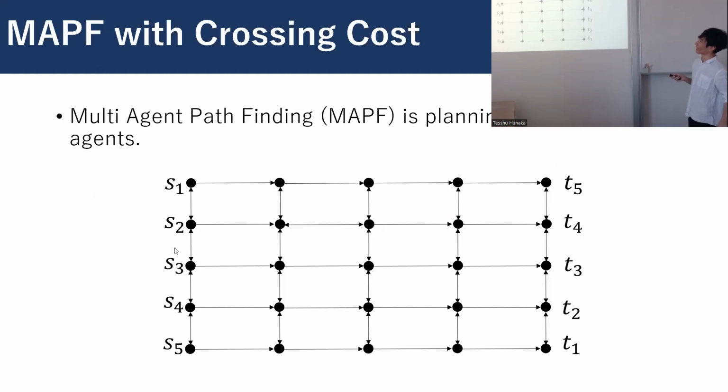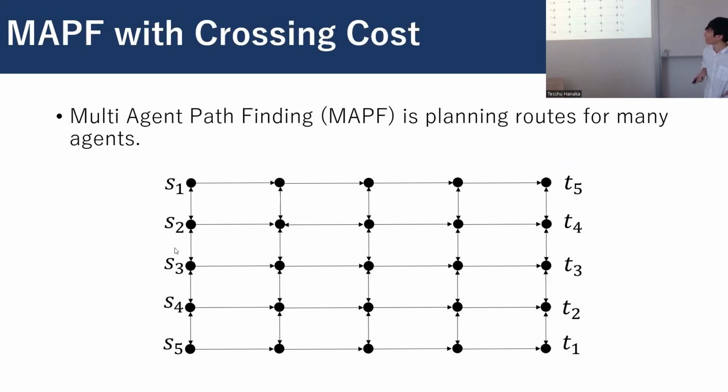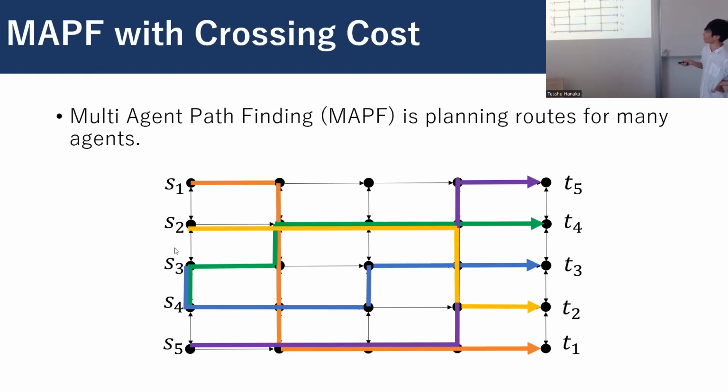Let me start this talk. In this research, I want to think about multi-agent pathfinding. This is a very fundamental problem in multi-agent systems and AI fields. The multi-agent pathfinding problem, which I call MAPF, is planning routes for many agents. For example, if we have 5 robots in this directed graph, we want to find 5 paths, one for each agent, like this.